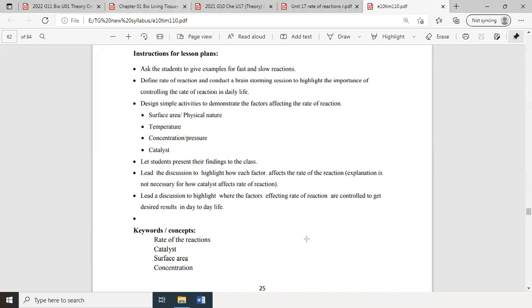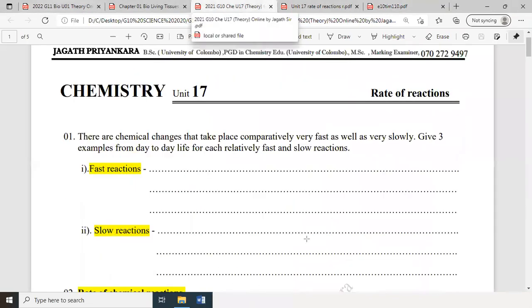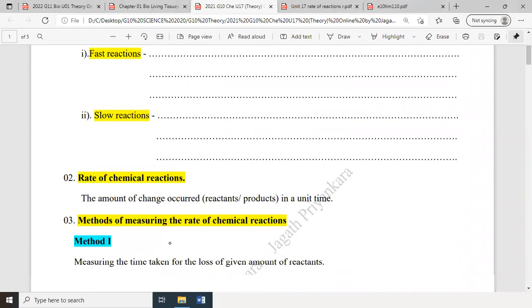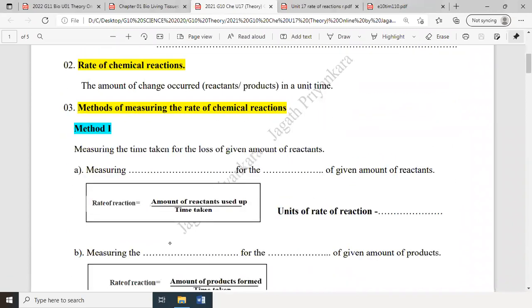Okay, let's move back to the theory again. Did you all finish copying down this? Anyone? I see some students joined very late today. Anyone still copying down this? Please raise your hand. Shall I erase this and move to the next part? Okay, I'll erase. Next, let's see the definition of rate of chemical reactions.